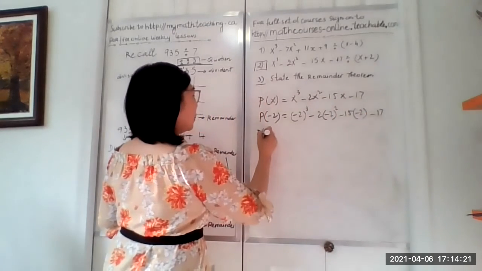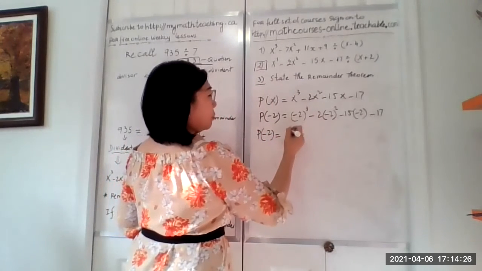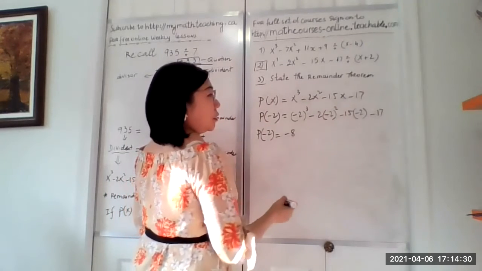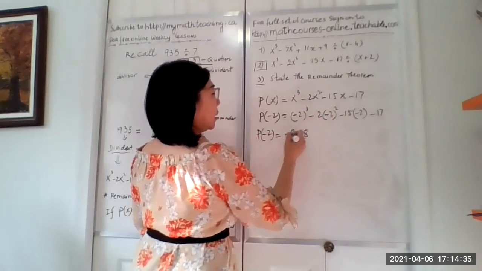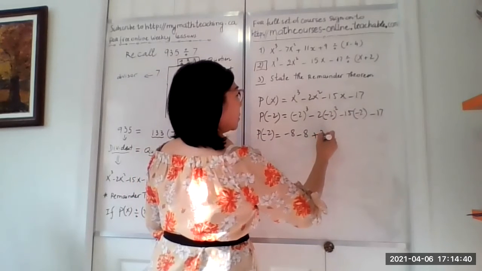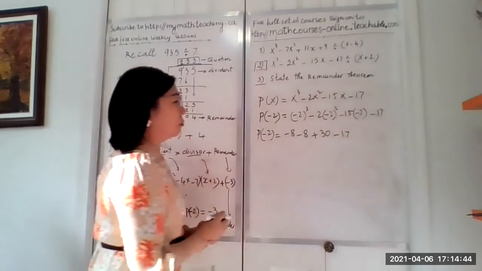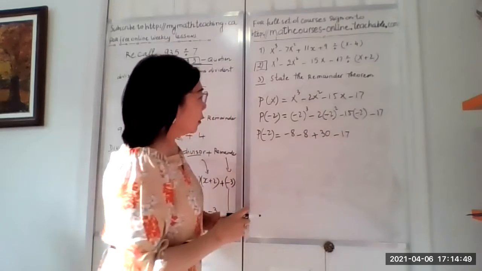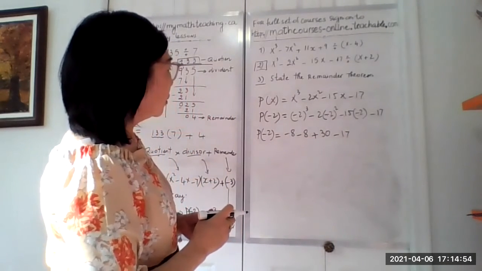So let's calculate what p of minus 2 equals. Minus 2 to the power 3 is minus 8. Minus 2 to the power 2 is positive 4. Positive 4 times minus 2 is minus 8 again. Minus 15 times minus 2 is plus 30. And copy the 17 down. Do I miss anything? Doesn't look like it.